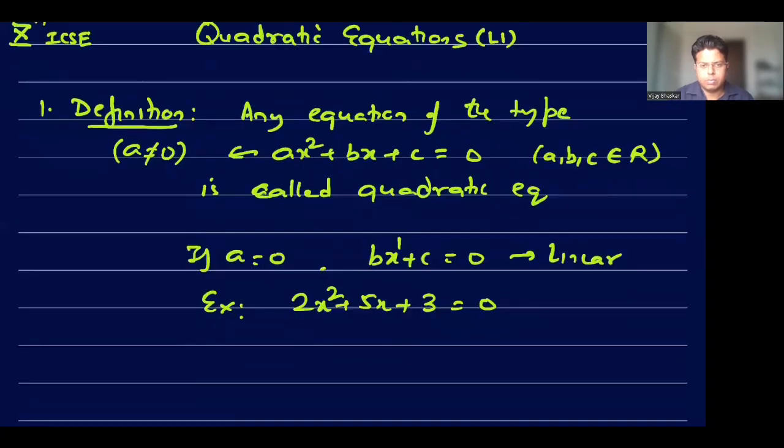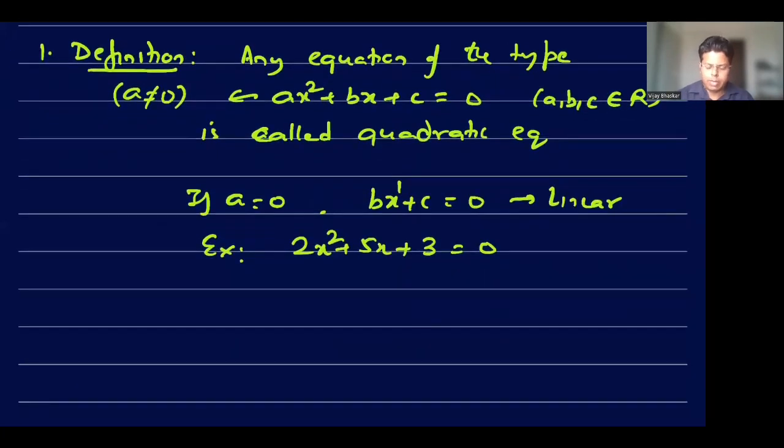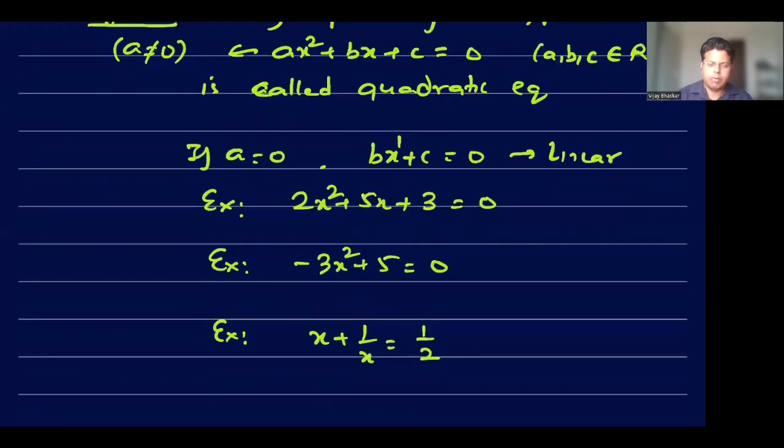Because as you notice, the power of the variable is 2. The maximum power of the variable is 2. Similarly, minus 3x square plus 5 equal to 0. This is also a quadratic equation. Yes. Is this a quadratic equation? x plus 1 by x equal to 1 by 2. Is this a quadratic equation?